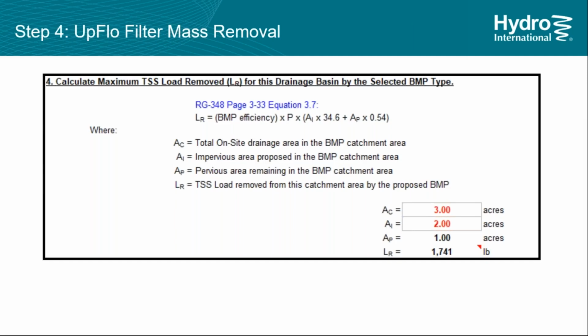So step 4 is where we calculate that mass removal. Step 4 calculates the Up-Flo filter's TSS mass removal, LR, based on the 78% efficiency rating. In the example, LM calculated in step 2 equals 1,741 pounds. And the LR, as we saw, is also 1,741 pounds. So at step 4, we've decided with this filter, we need to remove 1,741 pounds.